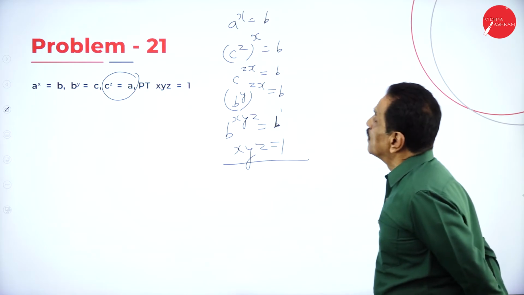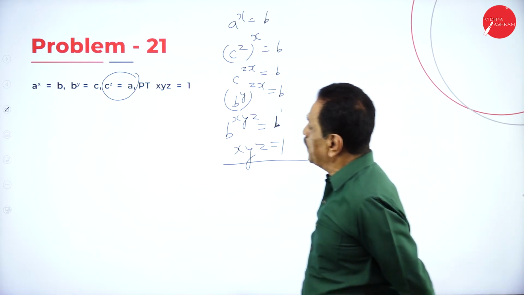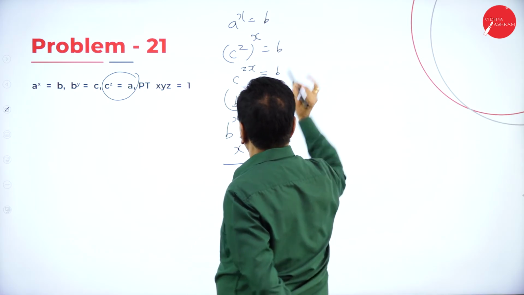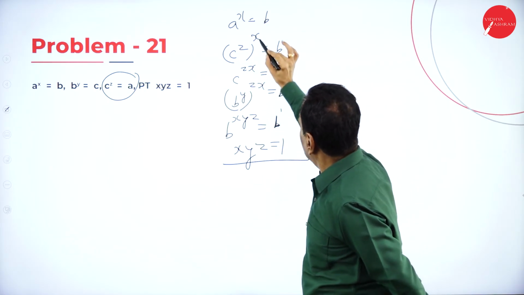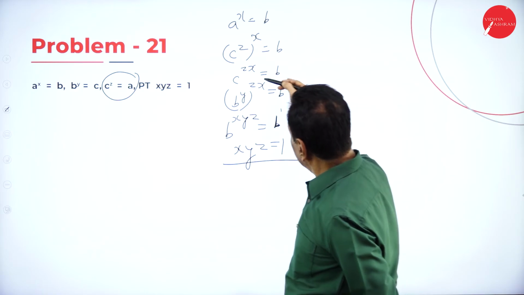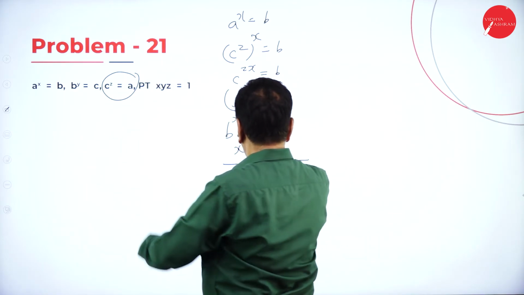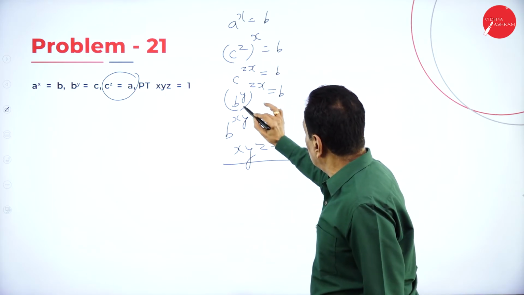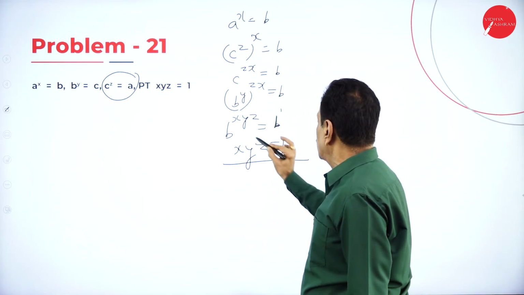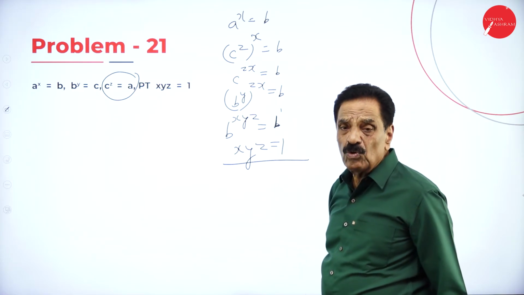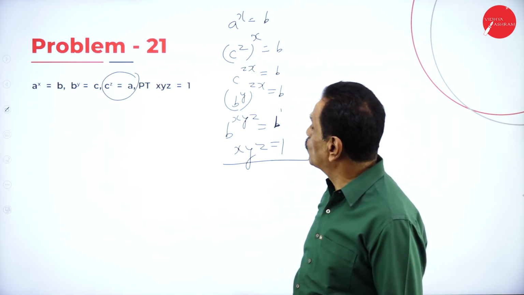What I did now: a to the power of x is equal to b. What is a? c to the power of z to the power of x is b. Then c to the power of zx is equal to b. What is c? c is equal to b to the power of y. So b to the power of yzx is equal to b. So b cancelled out, power 1. So xyz is equal to 1. We'll move on to the next one.